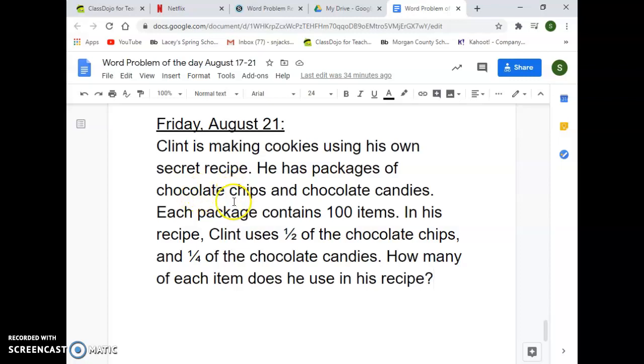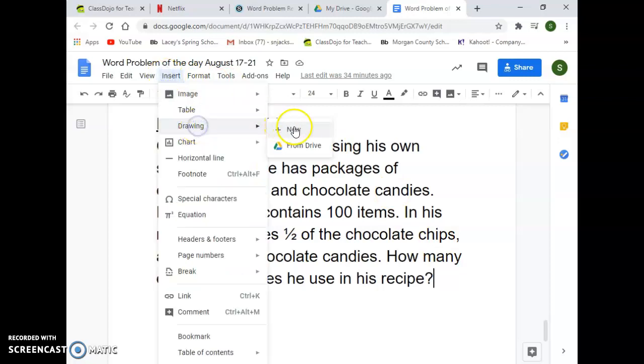He has packages of chocolate chips and chocolate candies. Each package contains 100 items. In his recipe, Clint uses half of the chocolate chips and 1/4 of the chocolate candies. How many of each item does he use in his recipe? So let's solve that together. I'm going to click at the end of the problem before I insert my drawing.